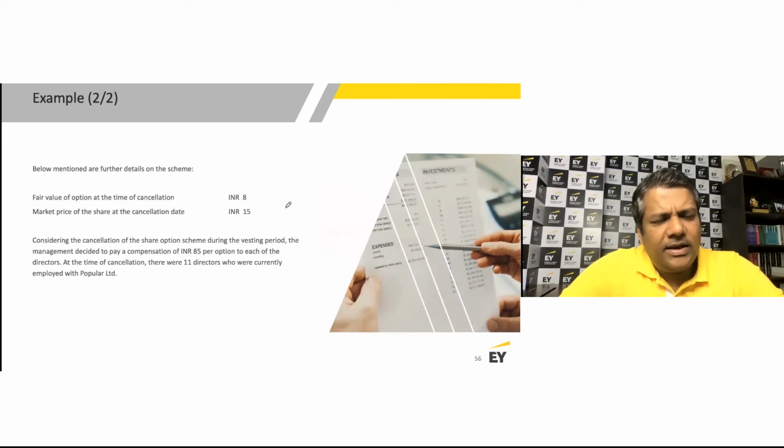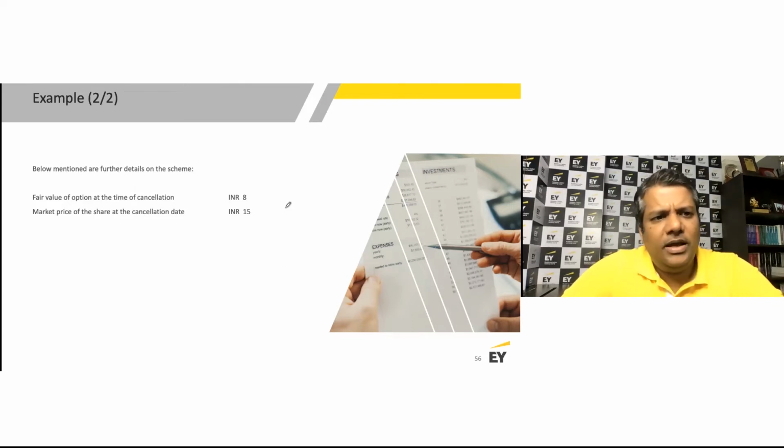Considering the cancellation of the share option scheme during the vesting period, the management decided to pay compensation of INR 85 per option to each of the directors. At the time of cancellation, there were 11 directors who were currently employed with Popular Limited.